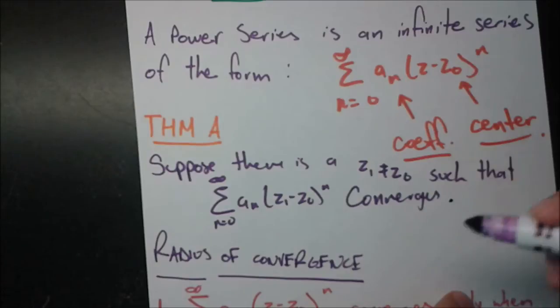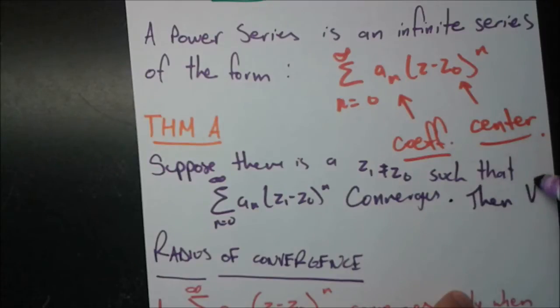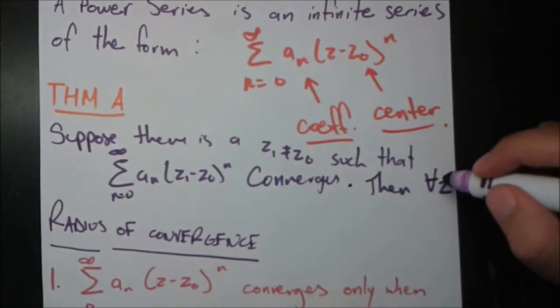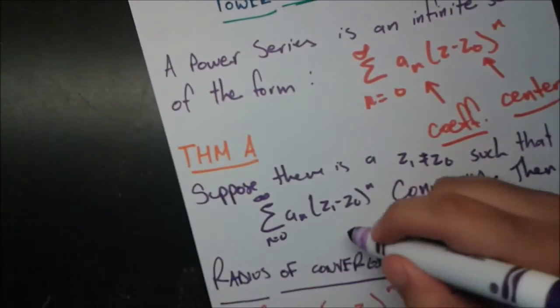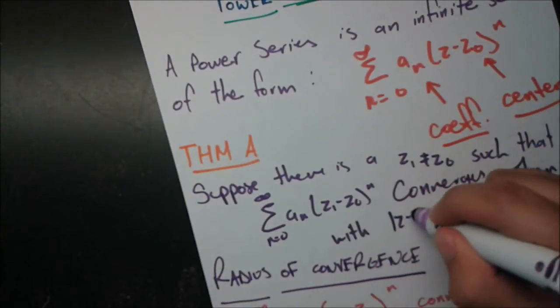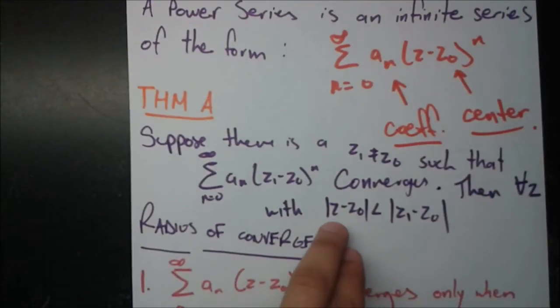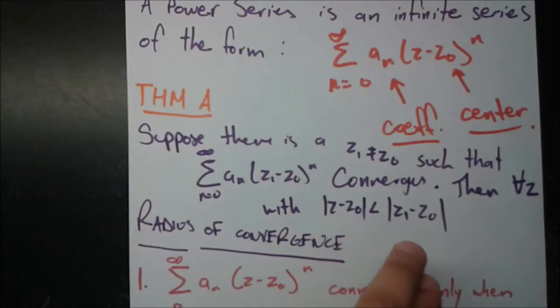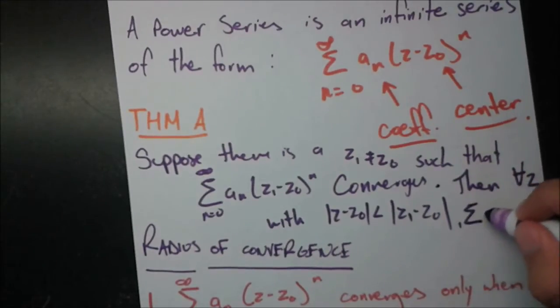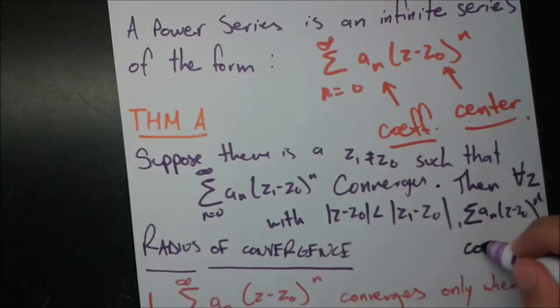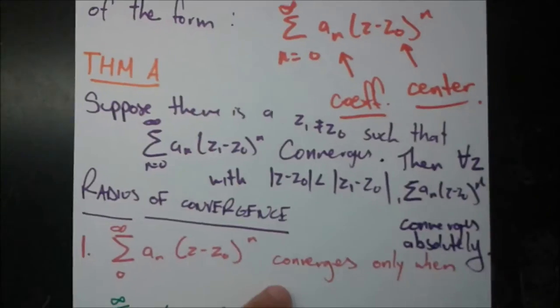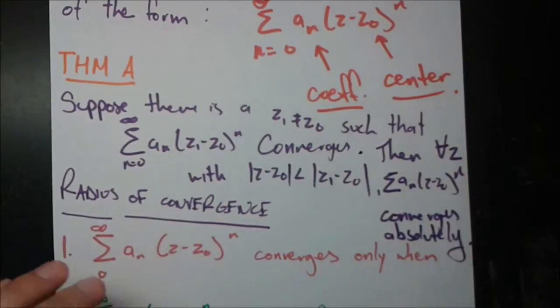And now the conclusion is that for all z, where this upside down A is "for all", with the modulus of z minus z naught less than the modulus of z1 minus z naught, the sum of a sub n times z minus z naught to the power of n converges. Not just converges, converges absolutely. So this seems kind of messy right now. Maybe we're not really sure what's going on, but in the proof it'll make more sense.